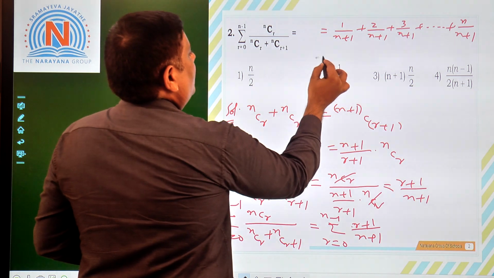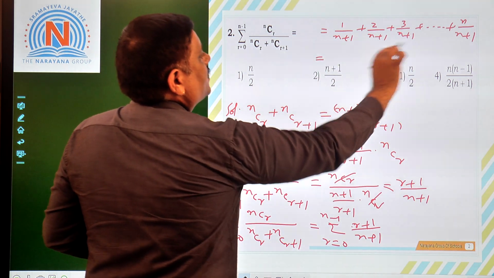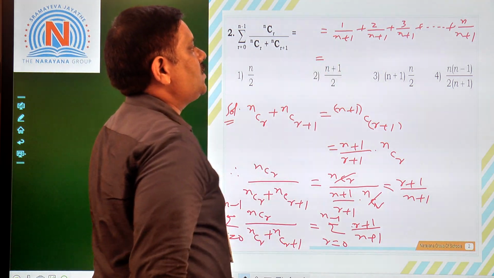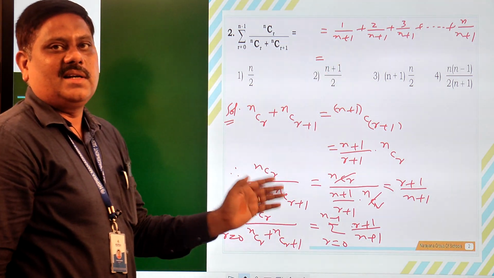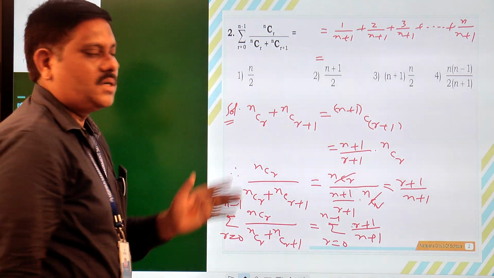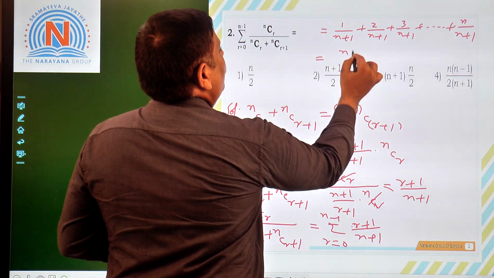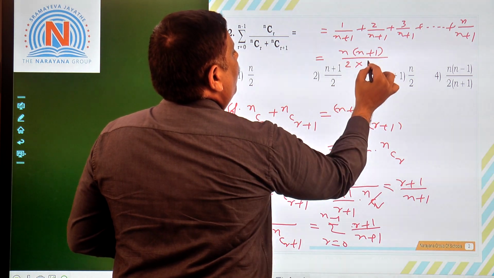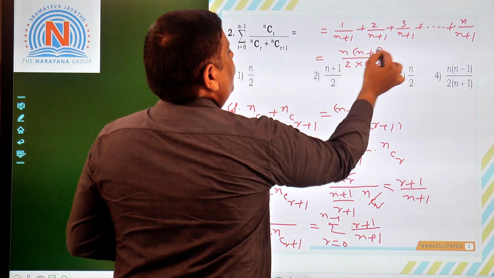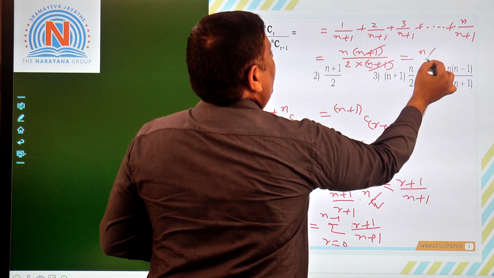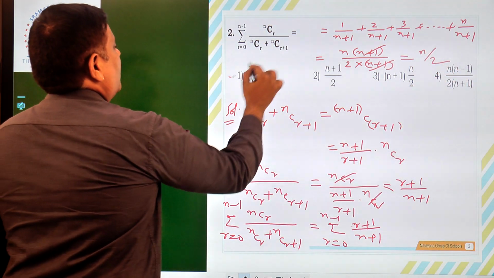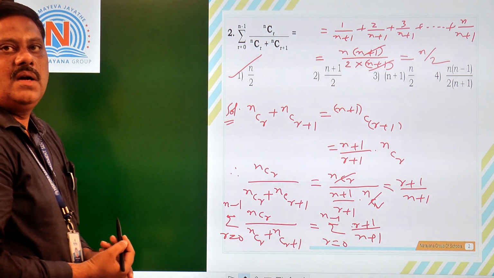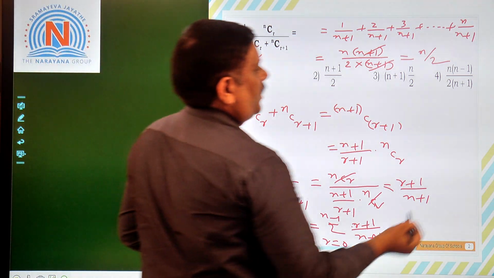If you look, the denominator n plus 1 is common for every fraction. So add up the numerators, 1 plus 2 plus 3 plus so on plus n, which is nothing but the sum of the first n natural numbers, that is n into (n plus 1) by 2, and the denominator is n plus 1. The n plus 1 and n plus 1 cancel, and thereby you have the answer as n by 2, which is the first option. So the first option is the right answer for this particular question. Okay, now we will move to the next question.